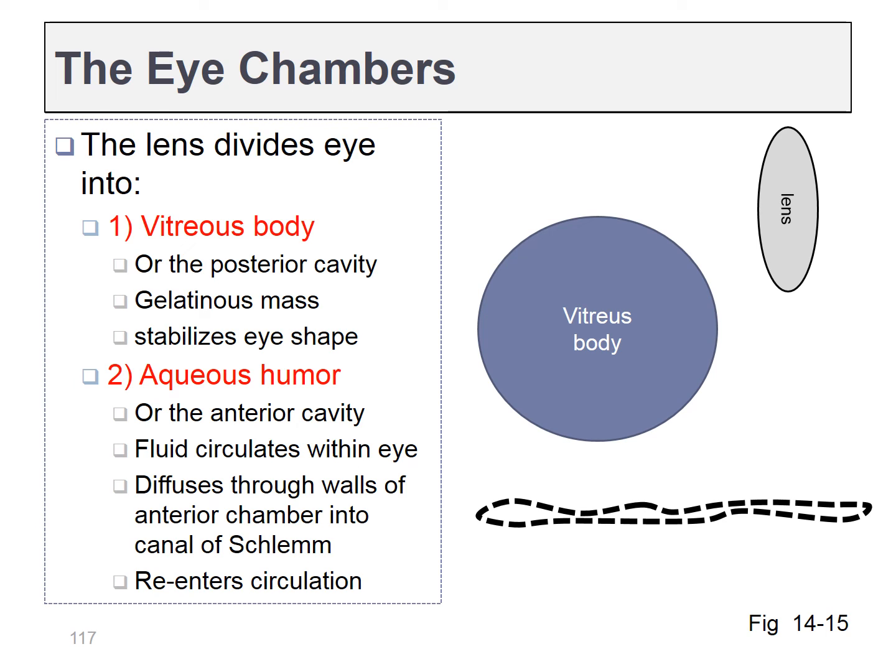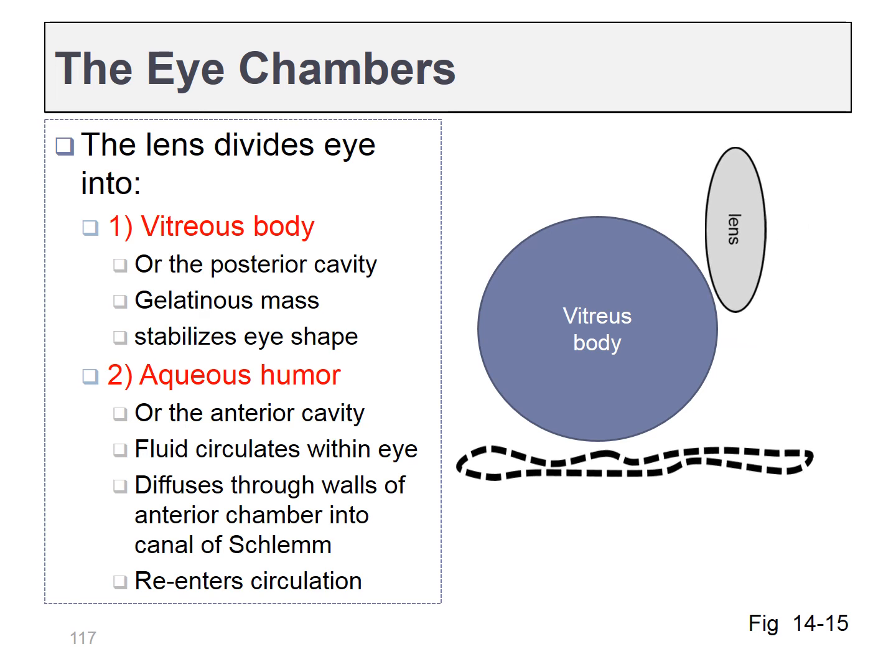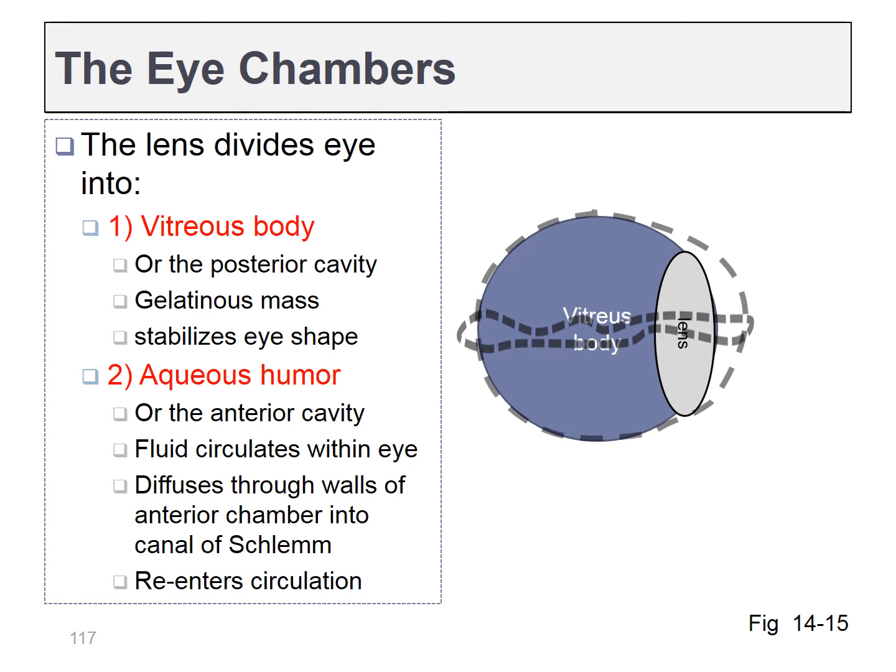The eye is divided into two major chambers, with the lens being the divider between the two. Posterior to the lens is the vitreous body, a large mass of a gelatinous substance that helps to hold the eye in roughly a round shape. Anterior to the lens is the aqueous humor. This is a more water-filled chamber between the lens and the cornea. This fluid circulates around the lens, providing nutrients to the anterior portion.